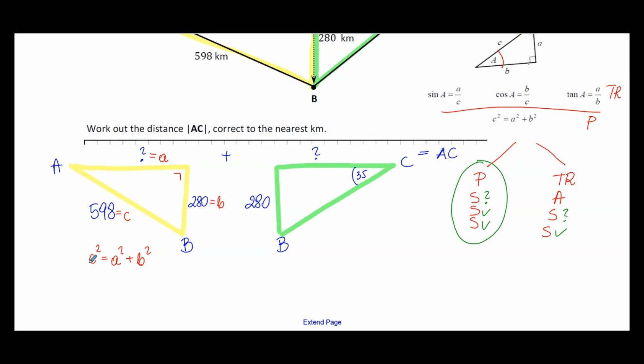Okay. So we replace letters with numbers. Instead of C, we have 598, and that is taken to the power of 2. Then I have equal. Then A. My A is what I'm looking for, so let's leave it as A squared plus. And then my B is 280. And again, let's not forget about the power of 2.